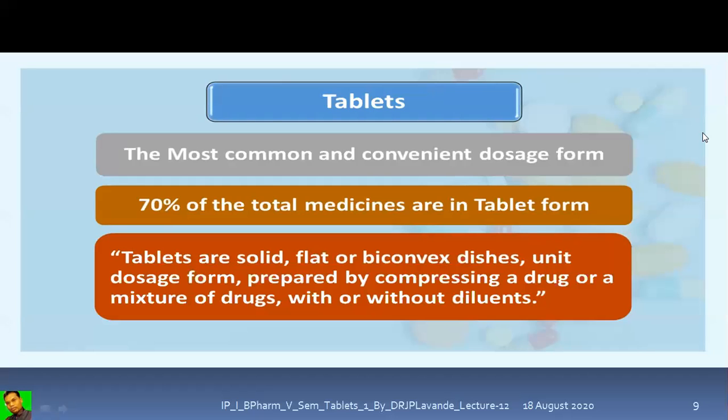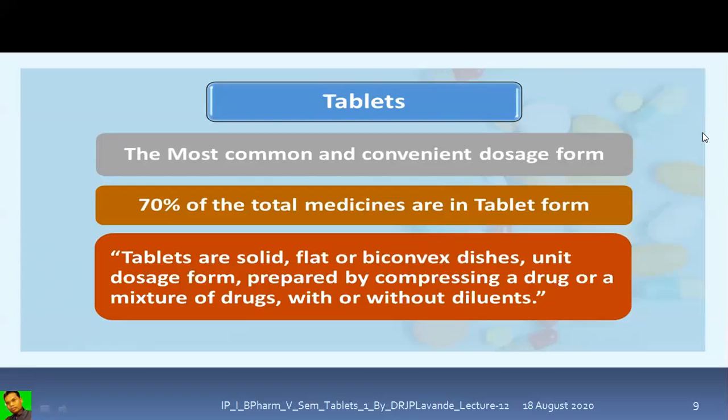So tablets are solid, flat or biconvex dish-shaped unit dosage forms prepared by compressing a drug or a mixture of drugs. Sometimes we will add one drug, sometimes multiple drugs. Let us say diclopara, where there is dicyclomine along with paracetamol, or diclofenac along with paracetamol. More than one drug, or sometimes only one drug, paracetamol.